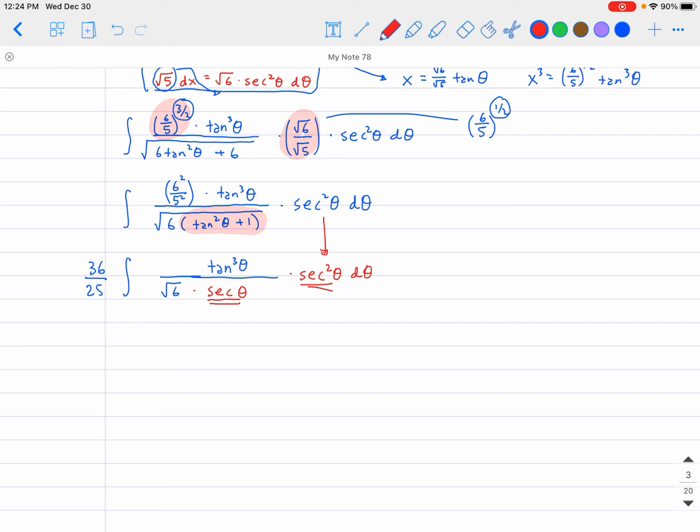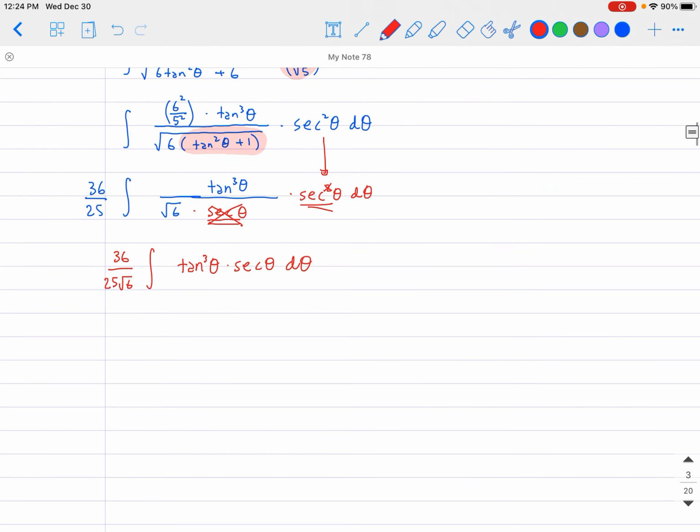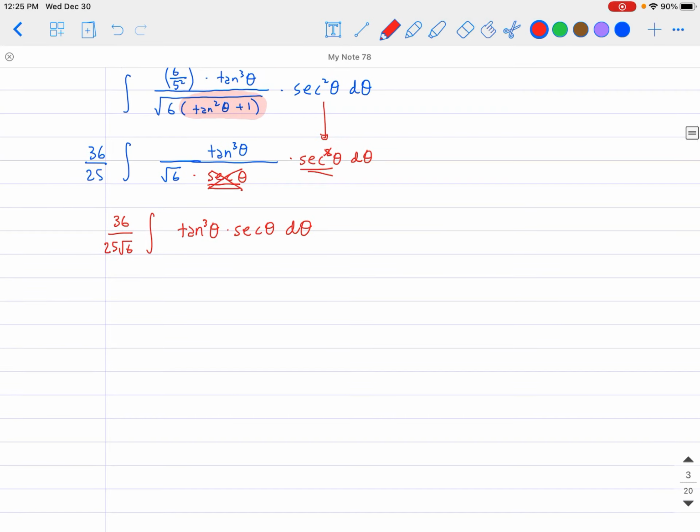Okay, let's see. We're going to go ahead and write the 36 over 25 root 6. And then the integral, let's see, the secant of theta cancels out with one of the secant of theta. So that means that we have the tangent cubed of theta multiplied by the secant of theta. And this is where we're going to run into a little bit of trouble, because this is now recalling something from the last section where we have to integrate trig expressions.